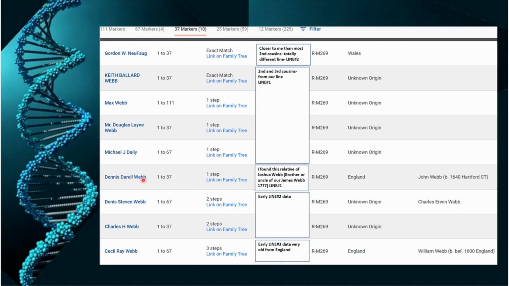Dennis Darrell Webb is the person that I dug up and knew he was a descendant of Joshua Webb and got him to turn in his DNA. And then Dennis Stephen Webb and Charles H. Webb were the guys that got their DNA early on line 2 data. Cecil Ray Webb's the guy whose DNA jumps back to England, but it's really difficult to learn anything from his data.